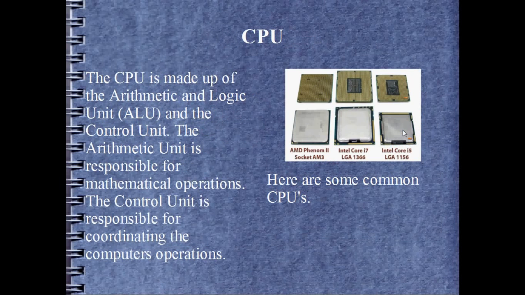Now the CPU looks like this right here. They don't all look exactly the same. They all have different designs, but this is the general look. There's a lot of different ones other than this, so don't just keep your mindset on this. It's made of the arithmetic and logic unit, which is the ALU, and the control unit. The ALU does all the math, and the control unit controls all the computer's operations.